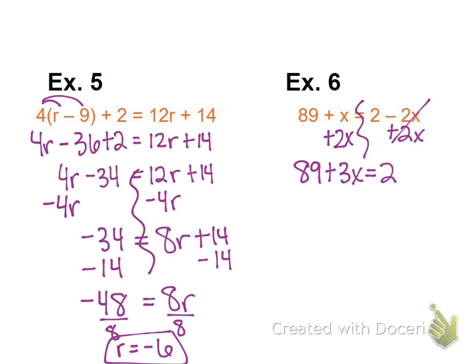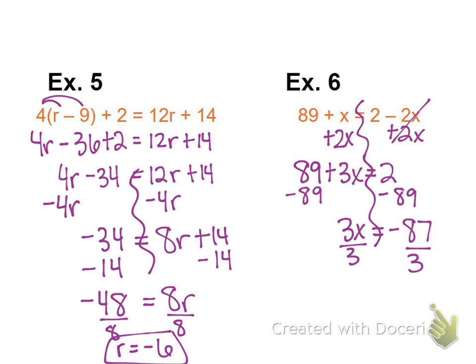negative 8. Very good. We need to move that other constant. We do it to one side, we do it to the other. That gives me 3x equals negative 87. Last step. Divide by 3. What do we get for x? Negative 29. Very good.